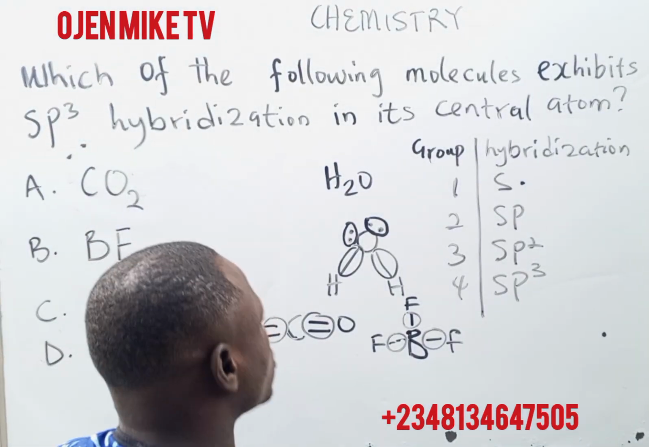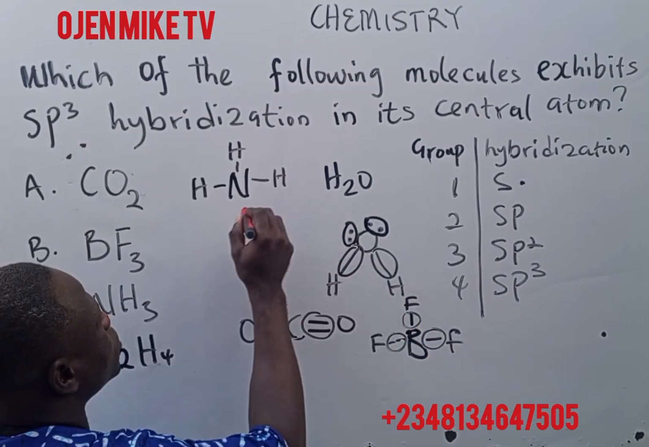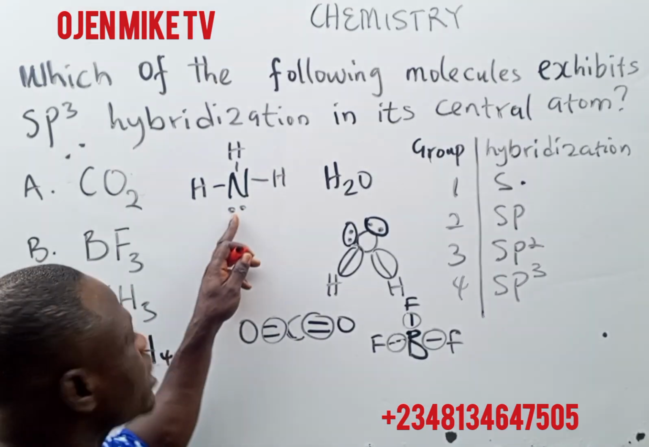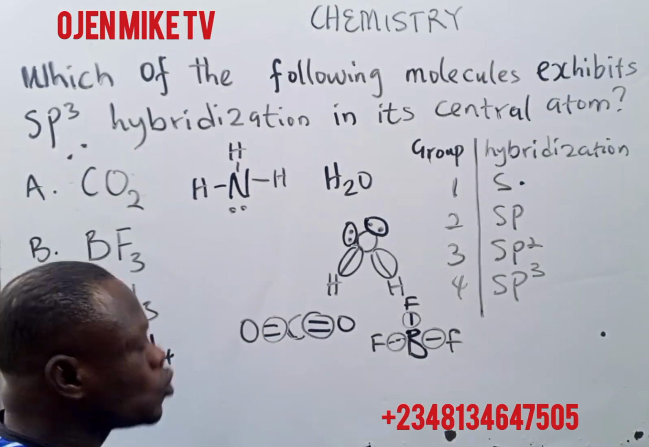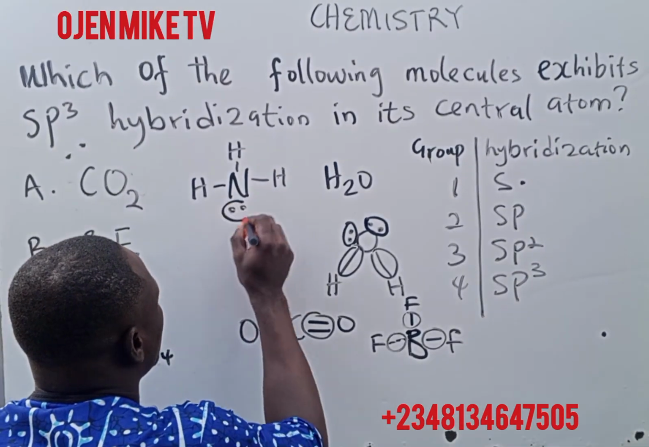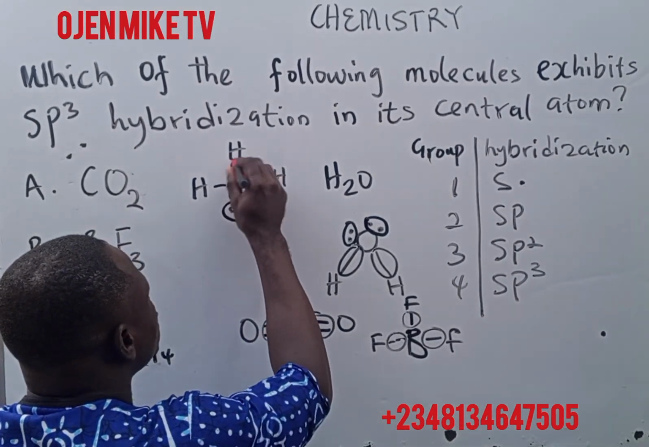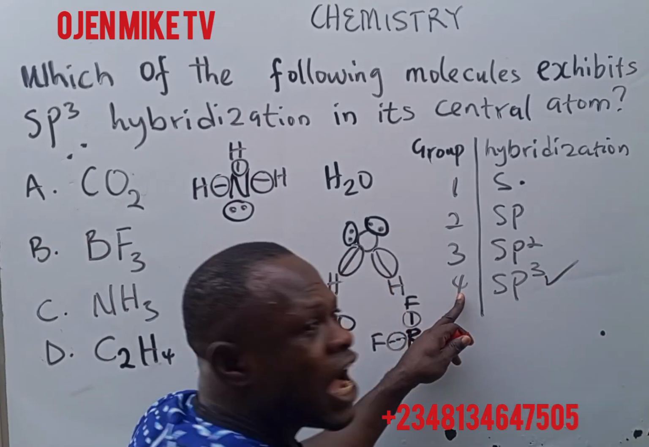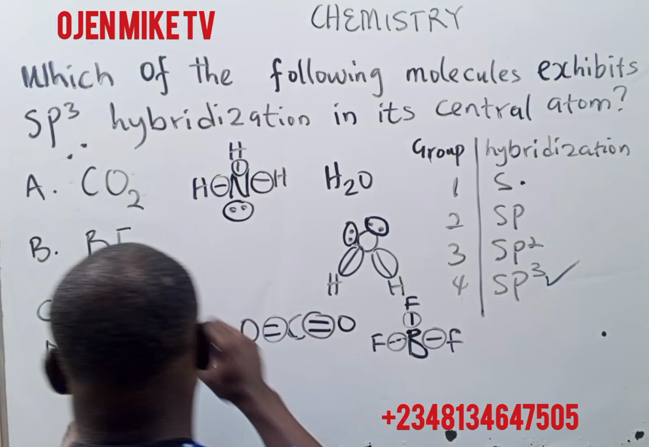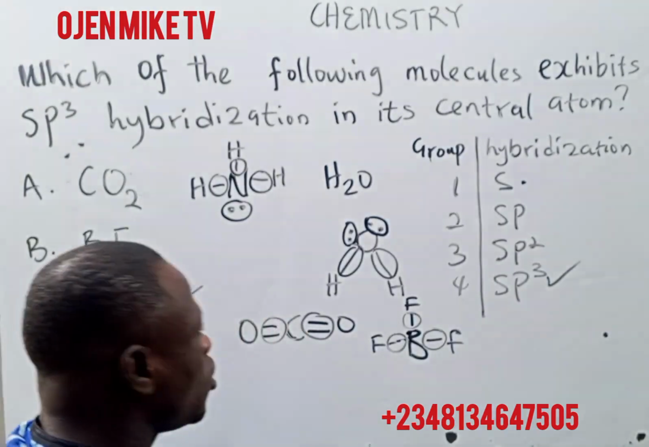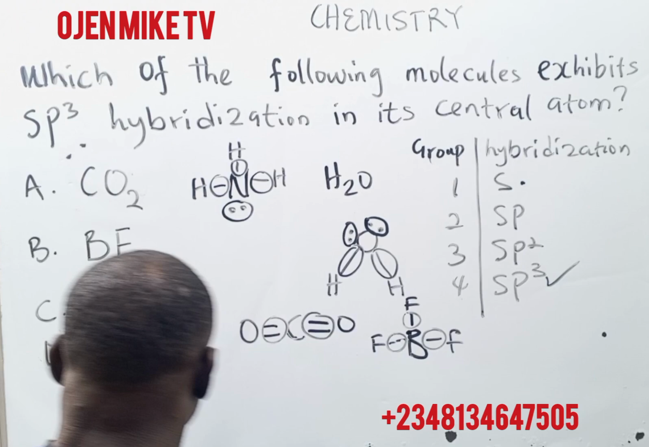Ammonia. Ammonia has hydrogen and has a lone pair of electrons. So you count the total number of bonds, including the lone pair. So we have 1, 2, 3, and 4. So 4 groups is sp3 hybridization. It means that ammonia here is sp3 hybridization. Now we have gotten our answer, but let's look at this compound.